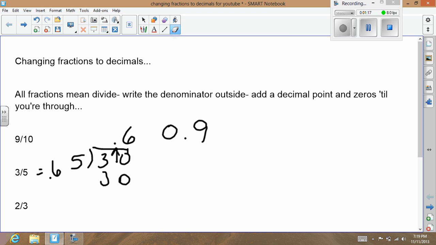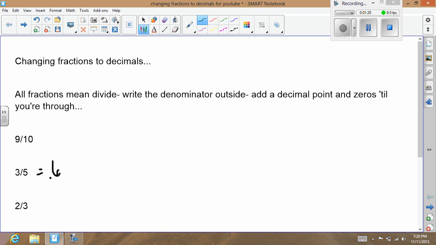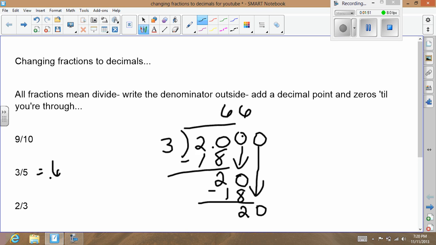And finally, I have 2/3. And 2/3, I put my 3 here, my 2 here, and I divide, and I say that goes 6 times. 6 times 3 is 18. I subtract, and I add a 0, bring it down, and 6, and I get 18. I subtract, bring that down, and 6, and I get 18, and I subtract.